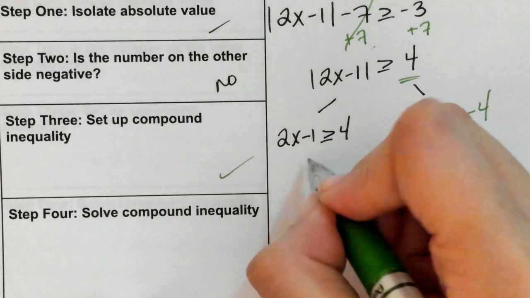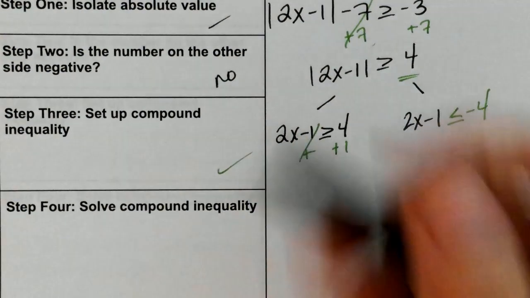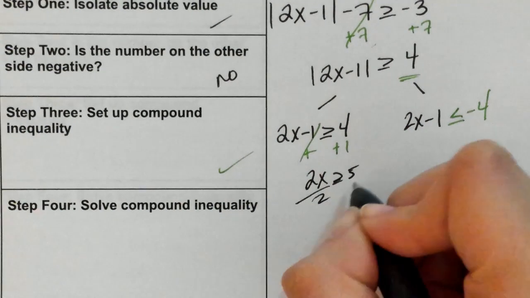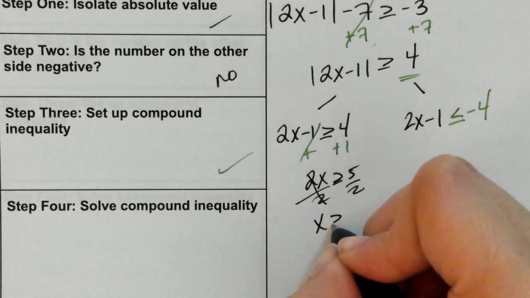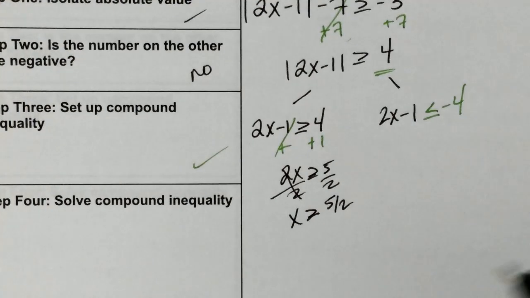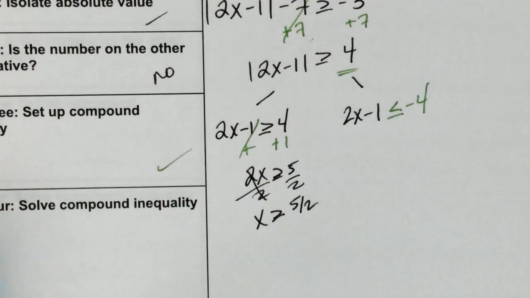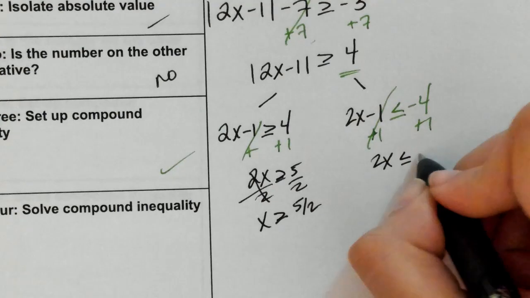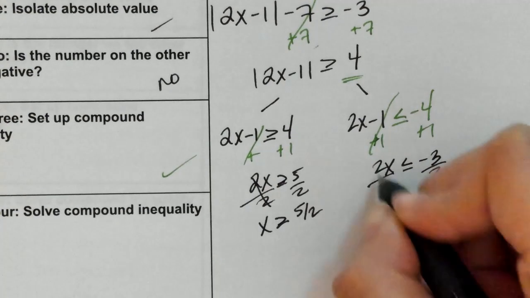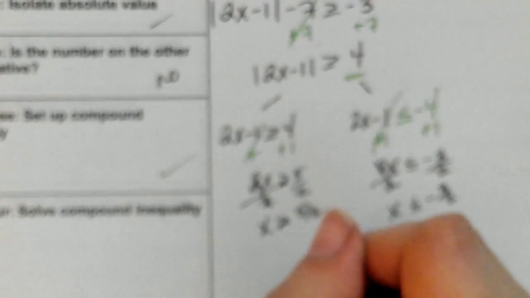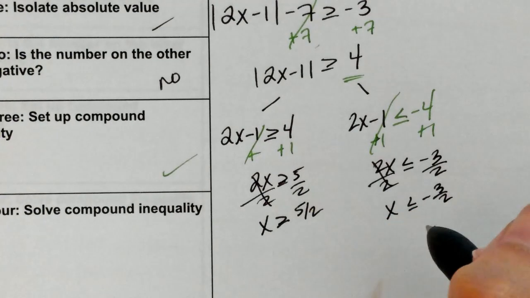So solve like normal, I'm going to add 1 to both sides. 2x greater than or equal to 5. Divide by 2 on both sides. X greater than or equal to 5 halves. Which is okay, sometimes you will get fractional answers. On my other side of my inequality, same idea, add 1 to both sides. And divide by 2 on both sides. So I get x greater than or equal to 5 halves and x less than or equal to negative 3 halves.